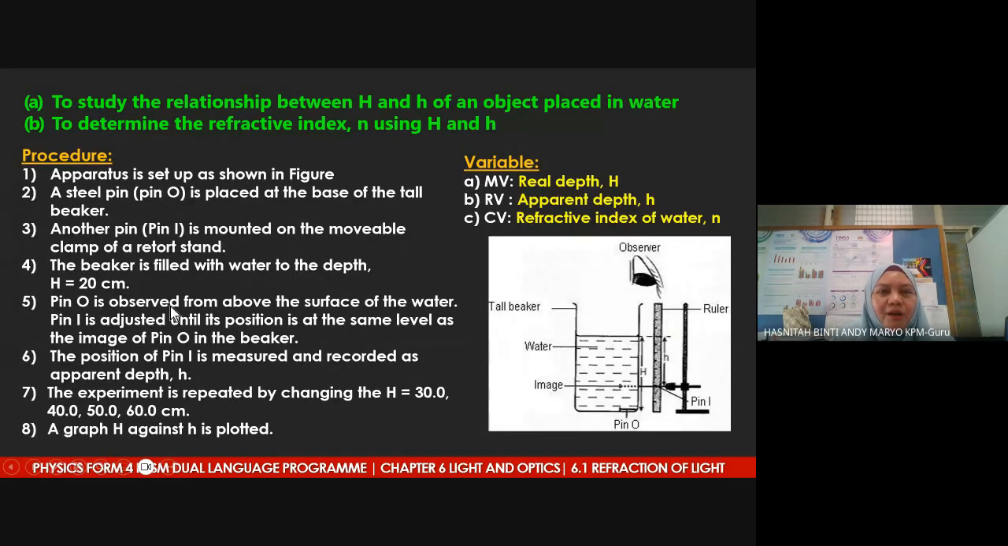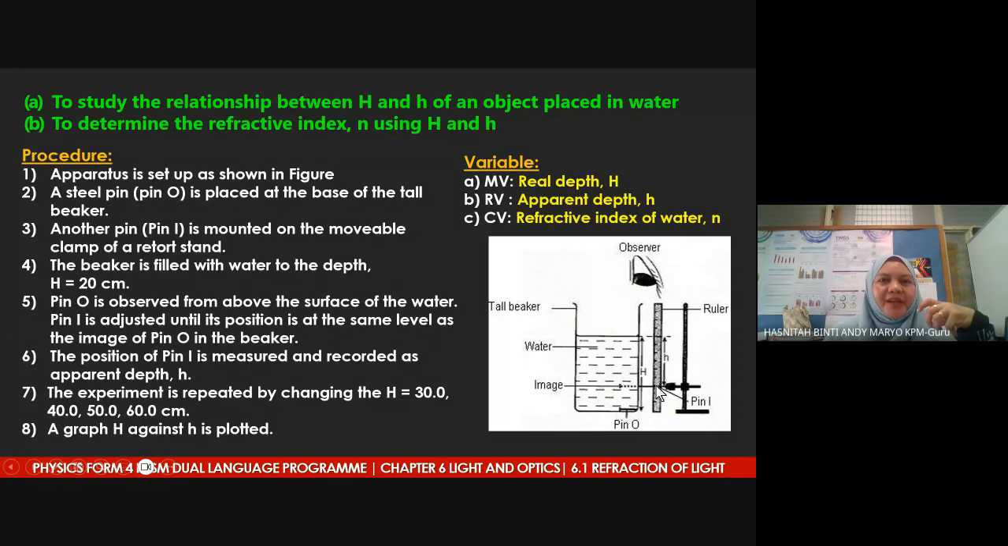Pin O is observed from above, so we observe from the top. Pin I is adjusted until its position is at the same level as the image. So when we observe, you will see the image of pin O. We adjust pin I to a height where you see the image of pin O.